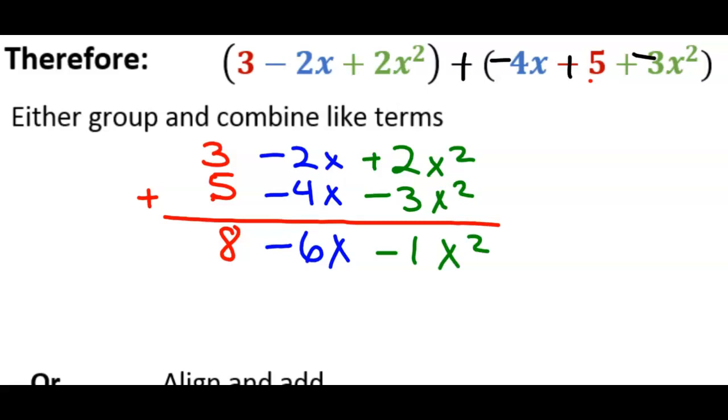-1x squared. Fantastic. Typically, we would rewrite that in order, but I'm not going to mark it wrong. So normally, you would want this part first, so x squared, x, and then the constant, but it's okay if it's backwards. All right? Does that make sense?